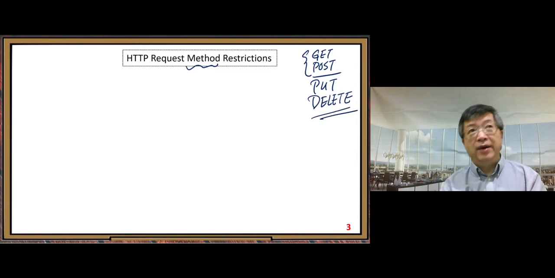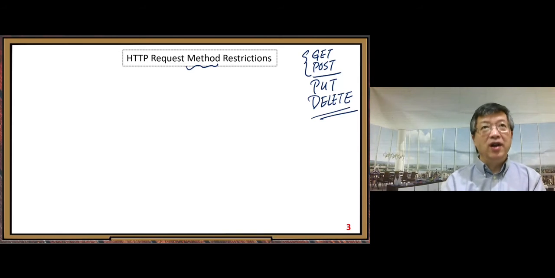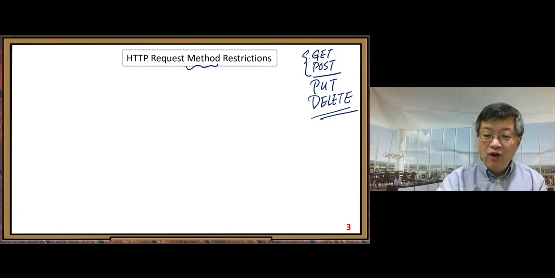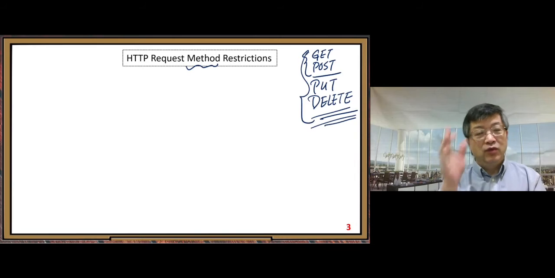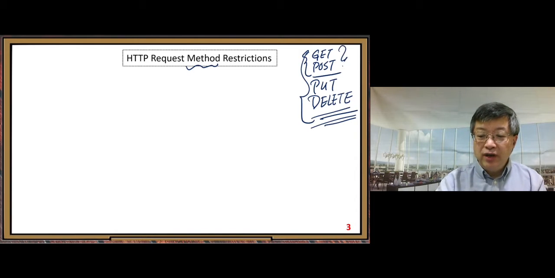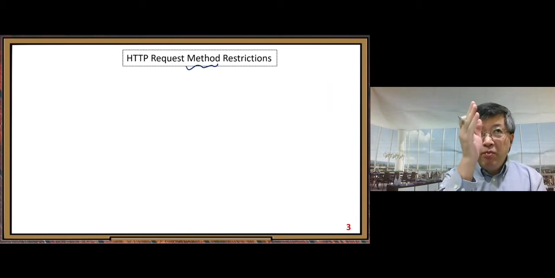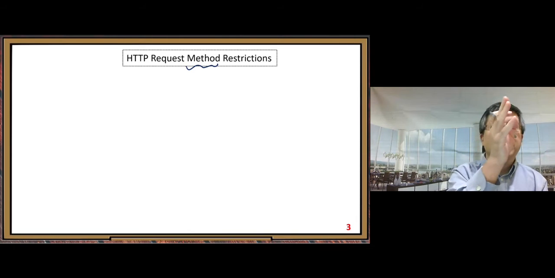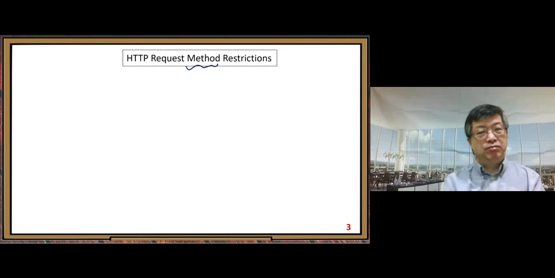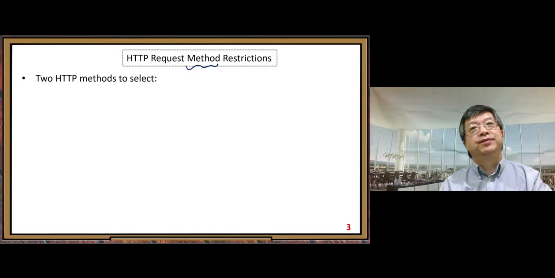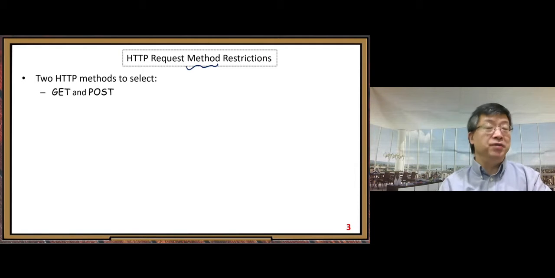And then there are two more methods, but they are rarely used. These four methods we will use later, but most frequently the first two. On this slide, we can specify which HTTP method we want to match. There are two HTTP methods to select: get and post.